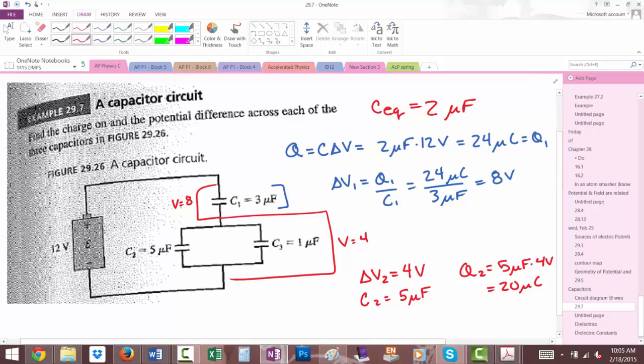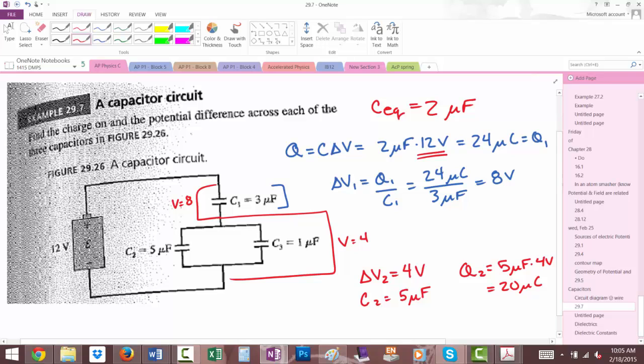I kind of have a question. I understand everything of how it went afterwards, but I don't understand why you were able to use the 12 volts on the first one here.